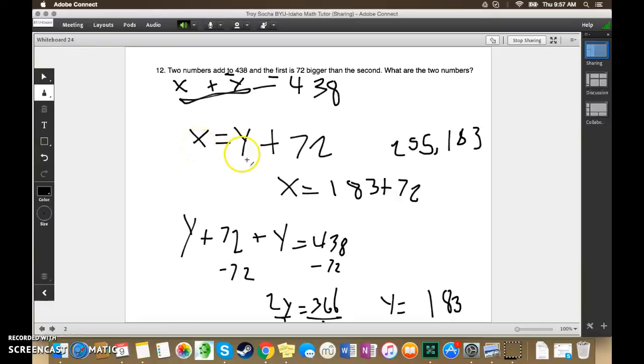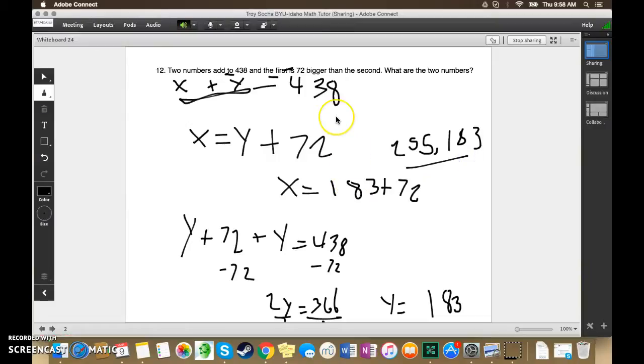X equals y because it says that the first is, so that's another cue, where an equals sign is. So the first, x, is 72 bigger than the second, so 72 plus the second, y. And then we solved by substitution. So solving this one, we plugged in y plus 72, solved the problem, and gave us that.